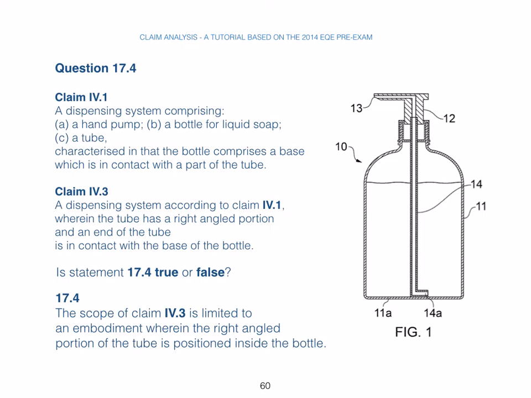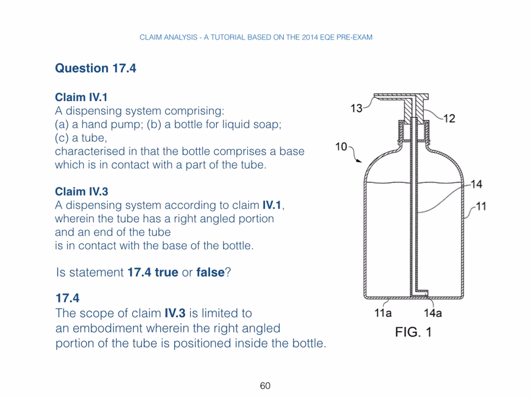17.4 concerns this time claim 4.3. Claim 4.3 adds the feature that the tube has a right-angled portion and an end of the tube is in contact with the base of the bottle. And the statement 17.4 is the scope of claim 4.3 is limited to an embodiment wherein the right-angled portion of the tube is positioned inside the bottle.